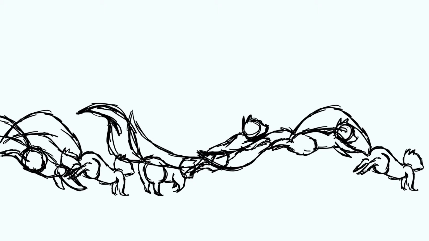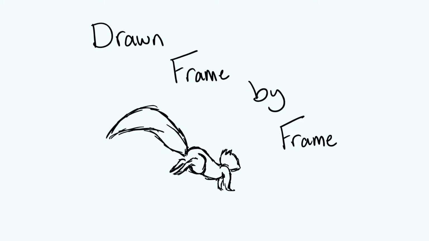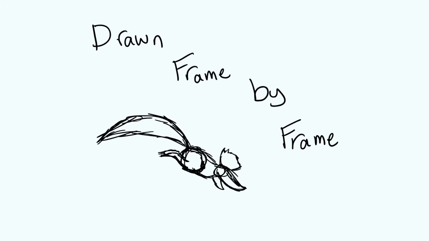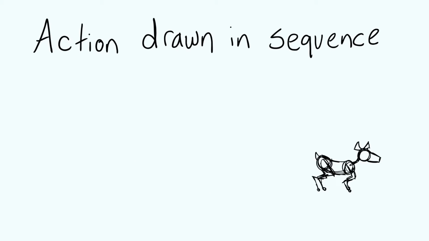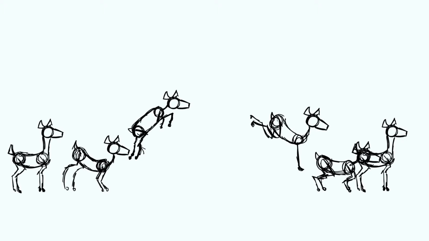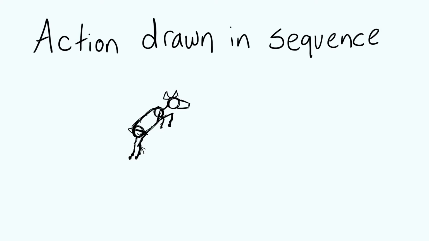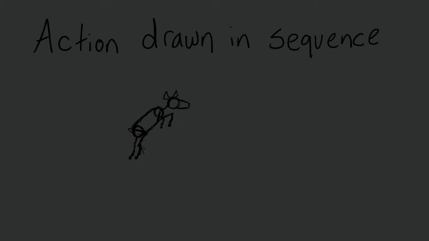Straight-ahead action is when you draw each frame of an animation until you reach the end. This makes the movements of the character look more spontaneous and zany. Pose-to-pose action is when you draw a sequence of poses starting from the beginning to the end, then going through and drawing all the in-between frames. Either the animator or the computer can draw the in-betweens.